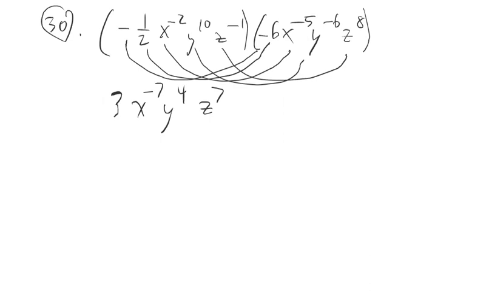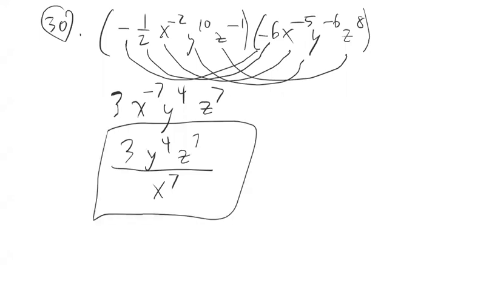Now, one of those three exponents is negative now. So that means that I need to make a fraction and move the x to the bottom of the fraction, which makes the power of it become positive instead of negative. So this is the final answer. 3y to the 4th z to the 7th over x to the 7th. And then 31.